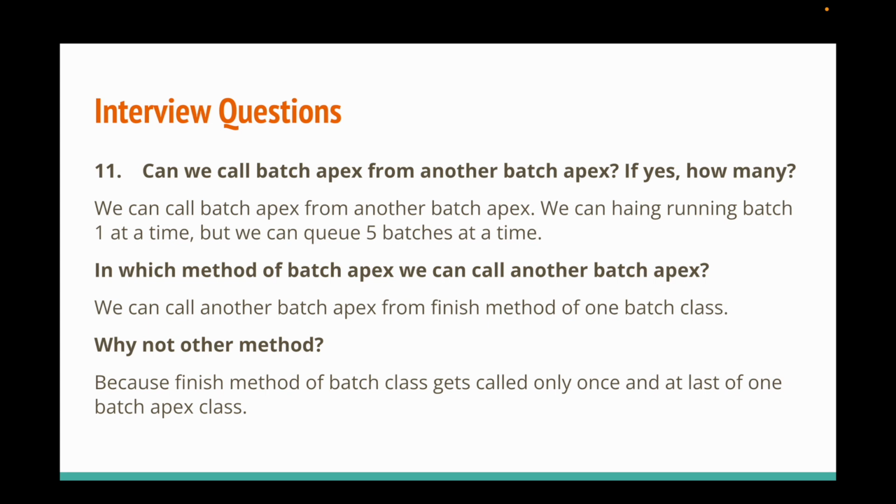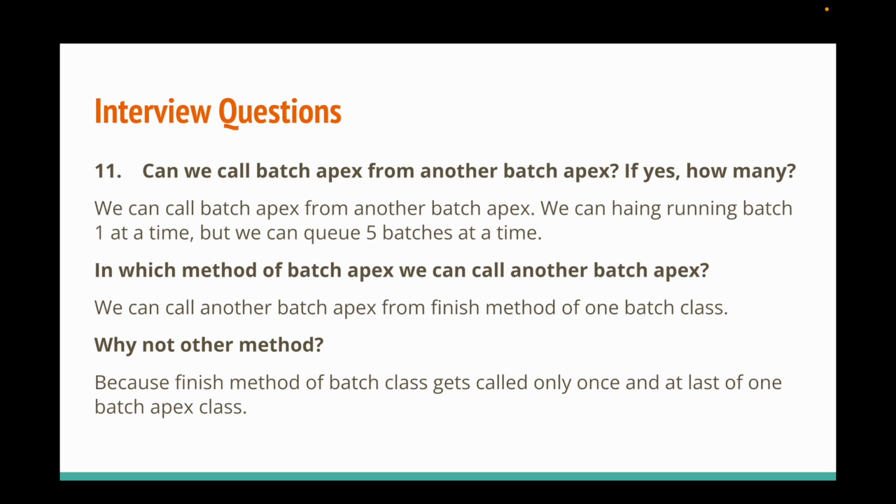The start method is only for fetching the records which need to be processed by the batch class, and no operation is performed in the start method of a batch Apex. And the execute method gets called multiple times. That's why we call another batch Apex in the finish method of the batch class.